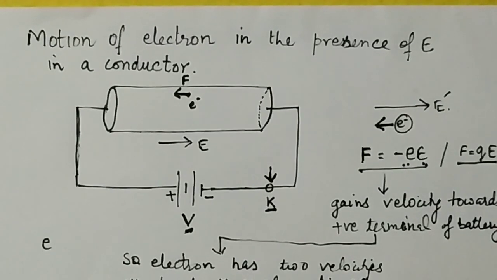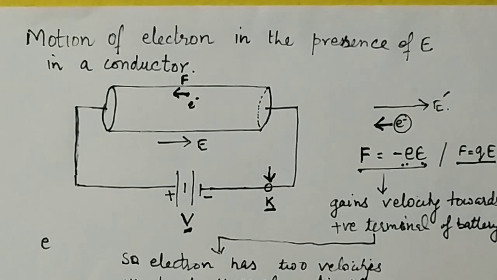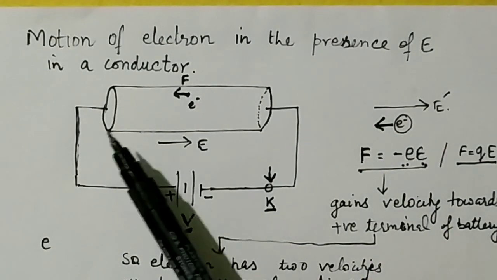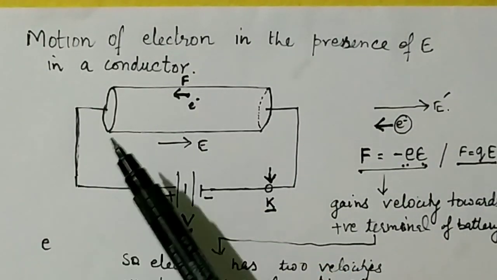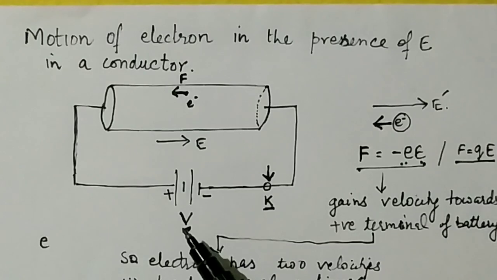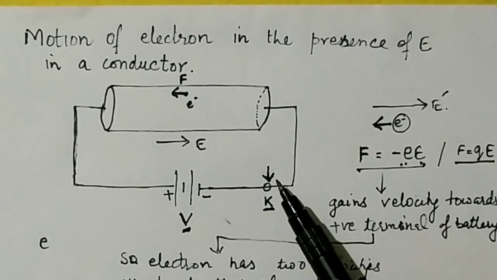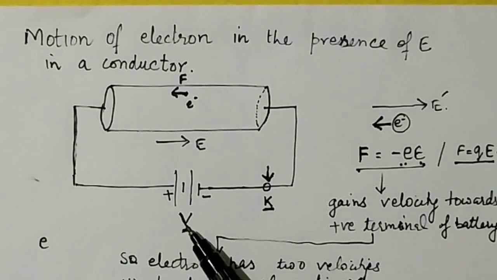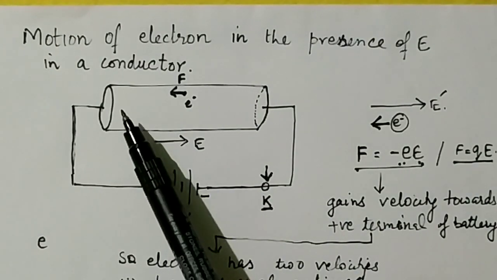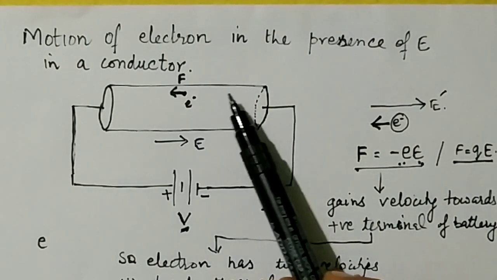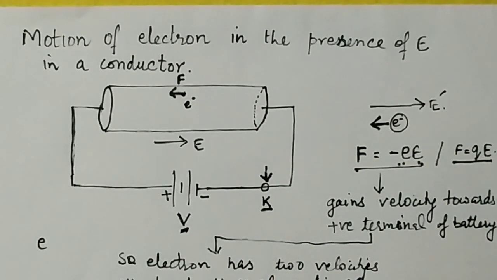In this video, we will discuss the motion of electron in the presence of electric field in a conductor. For this, I consider this is your conductor, and this conductor is attached with a battery of potential V through this key. As I close this key, this battery creates electric field inside this conductor.